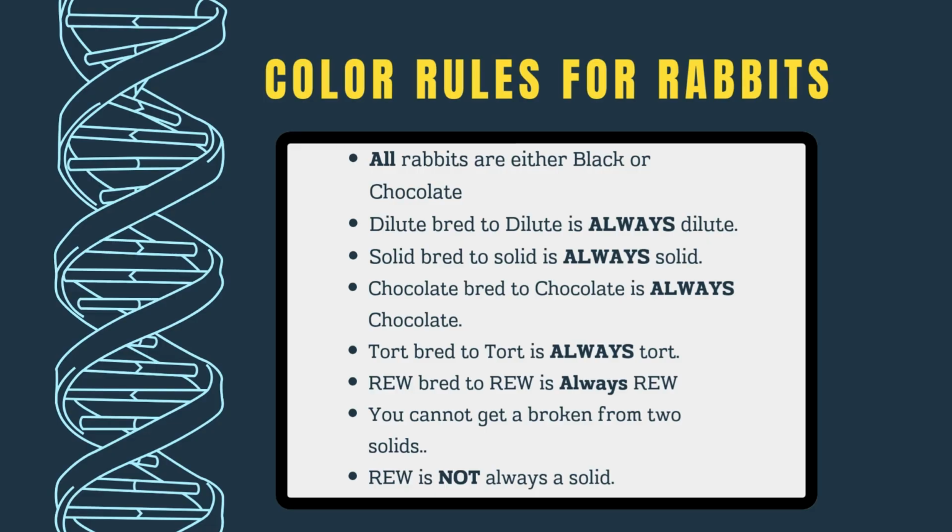The absolute color rules for rabbits. All rabbits are either black or chocolate. A dilute bred to a dilute will always produce dilute. A solid bred to a solid is always going to produce a solid. Chocolate bred to chocolate is always going to produce chocolate. Tort bred to tort will always produce tort. Roux bred to roux will always produce ruby-eyed white.